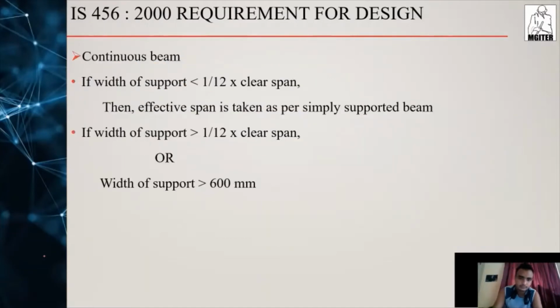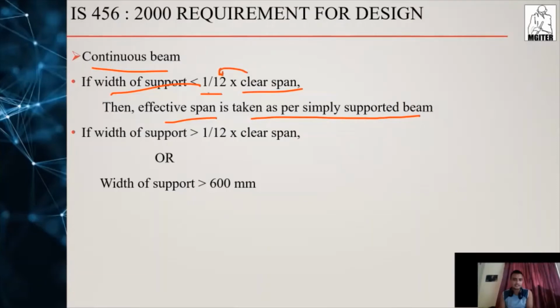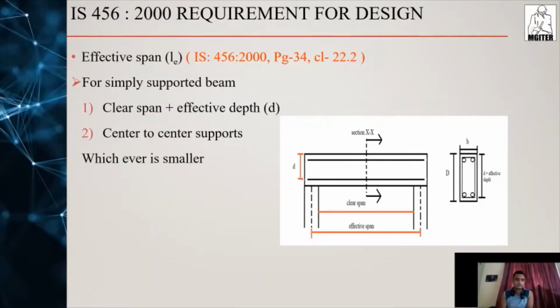Understood? For the continuous beam, it depends on the width of support. If the width of support is less than 1/12 of the clear span, then the effective span is taken as for a simply supported beam. If clear span divided by 12 is more than the width of support, then we have to follow these two conditions.